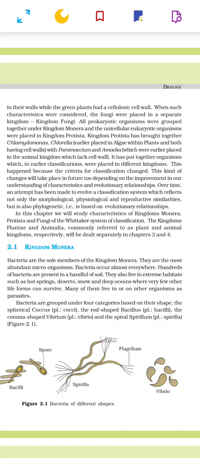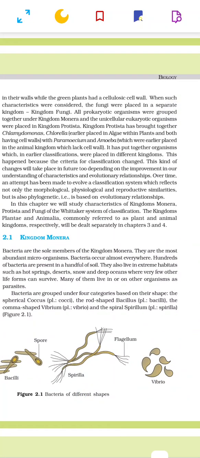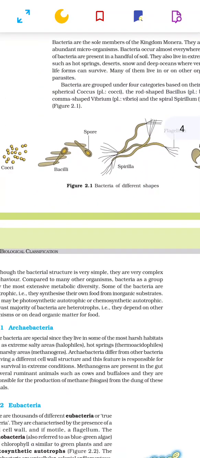Bacteria are grouped under 4 categories based on their shape: the spherical shape, coccus, plural cocci; the rod shape, bacillus, plural bacilli; the comma-shaped vibrio, plural vibrios; and the spiral shape, spirillum, plural spirilla. All are shown in figure 2.1, that is, bacteria of different shapes.